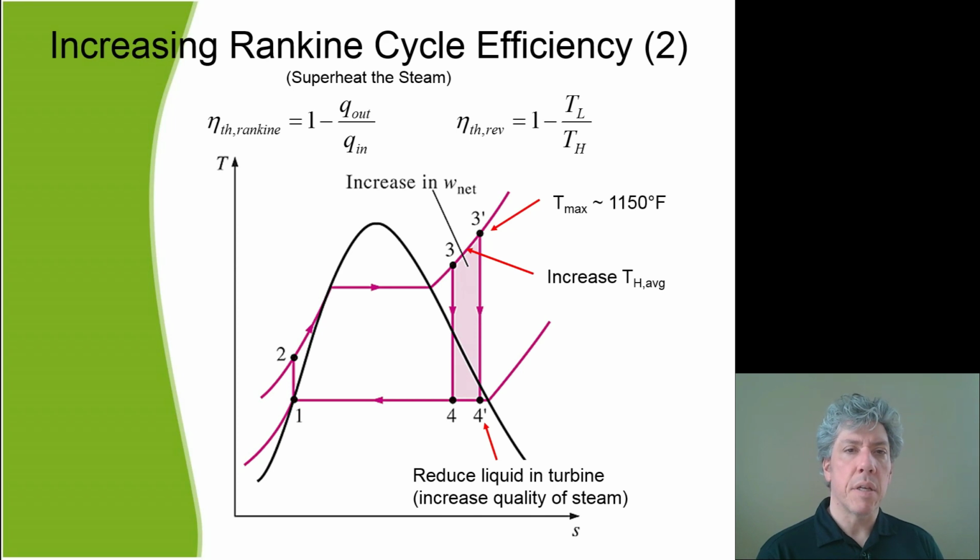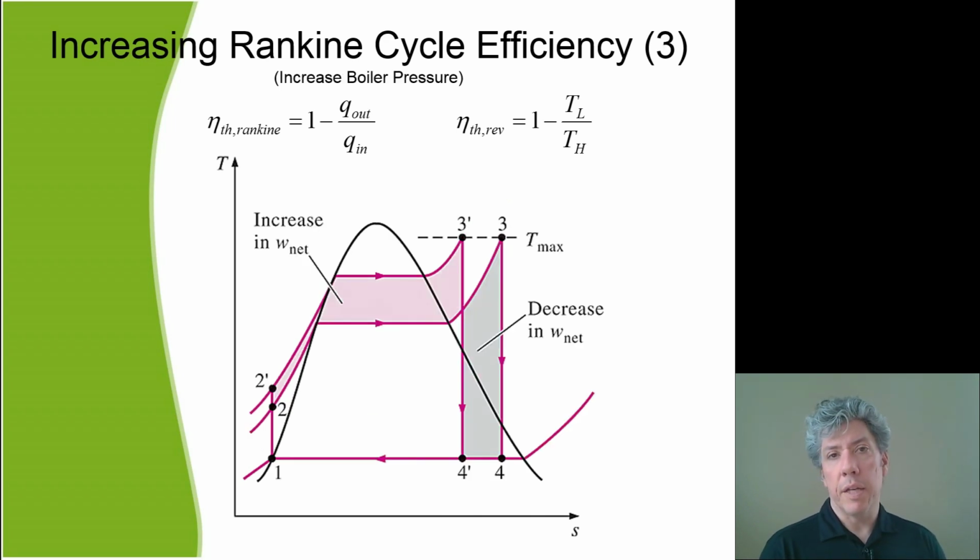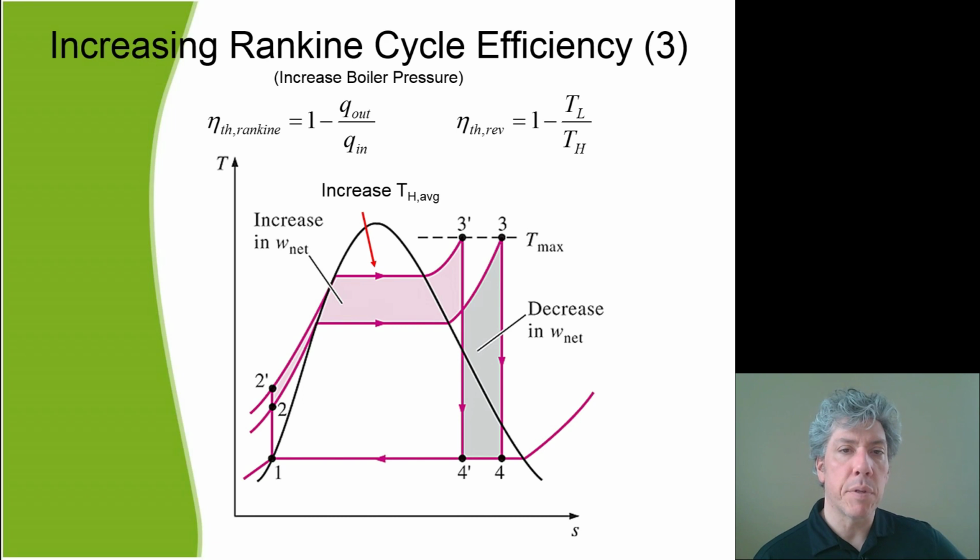Well, what about this instead? What about if we increase the boiler pressure? If we increase the boiler pressure, what's going to happen is that the temperature overall at which thermal energy is added will increase. Notice we went from, look at the process from state 2 to state 3 and contrast that with the process from state 2 prime to state 3 prime. From 2 prime to 3 prime, the overall average temperature is higher, and so we're adding heat. That's the boiler process, remember. We're adding heat at an overall higher average temperature, and this is a good thing.